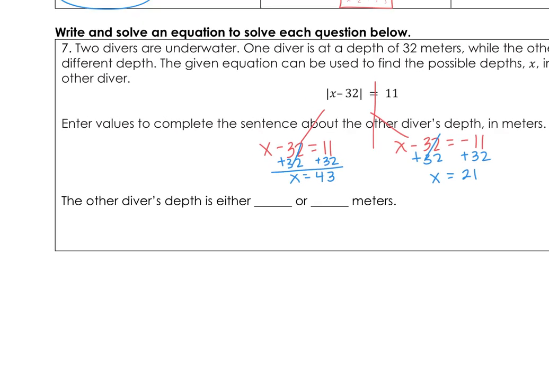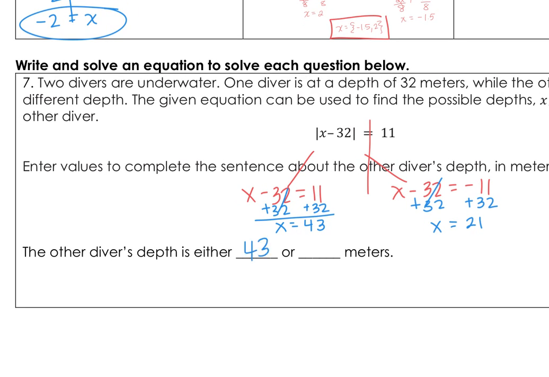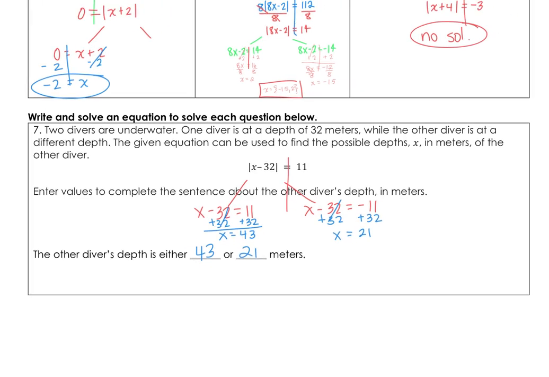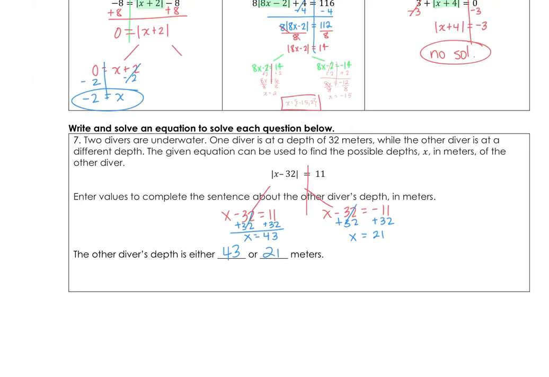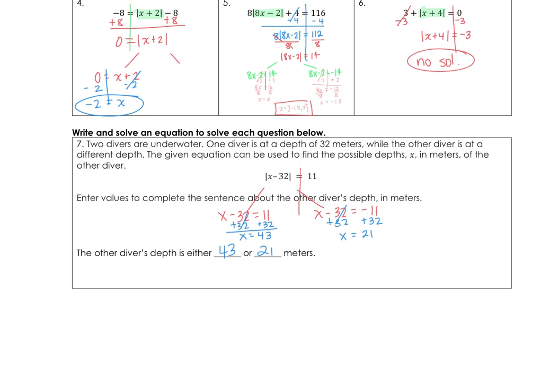So now that I have found the solutions for x, that gives me the depth of the second diver. The second diver is either at 43 or 21 meters. Don't know, but he's at one of those meters, he or she. So the beauty of this being the test question, and again, fingers crossed they do it similar this year, is that you didn't even have to write the equation. All you had to do was solve it. So if you know how to solve absolute value, then you should easily be able to get this one right. Okay? All right.